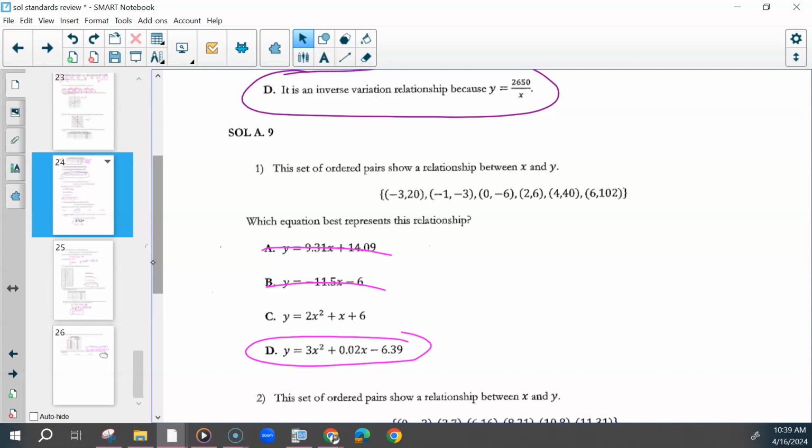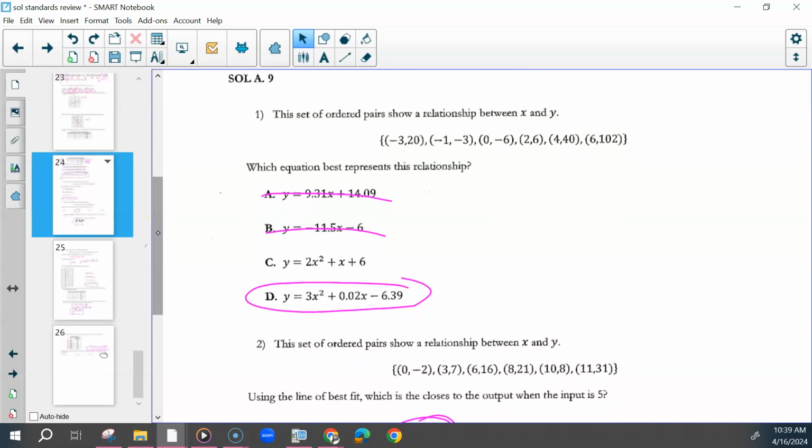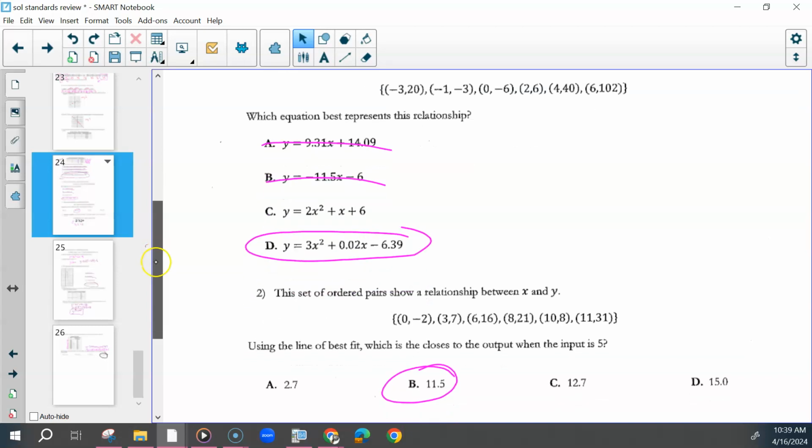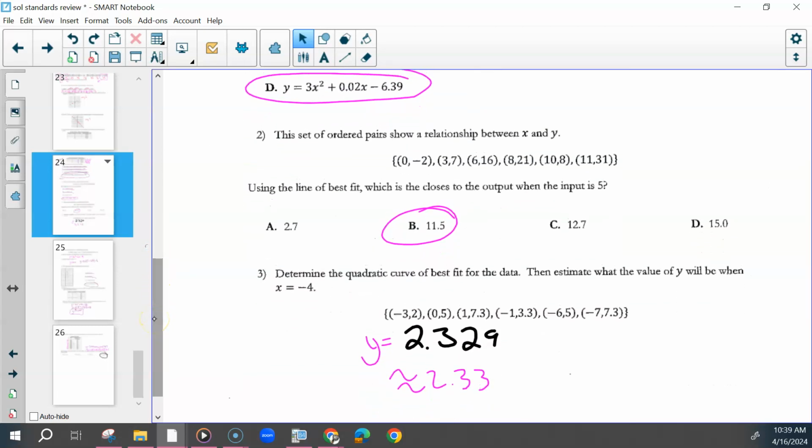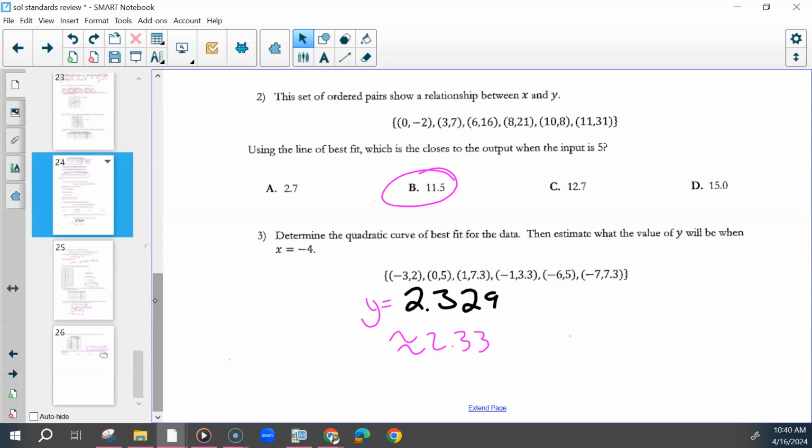to do them. So in this one, if you plotted or put in a table for all of these points, only one of these would have matched the best, and that would have been B. Number 2, this is your line of best fit, so you should have been able to find that and then find what the output would be when x is 5, which was B. 3, you didn't know how to find the quadratic curve of best fit, so this one didn't count. But if you knew the equation and found it, then your y value would be 2.33, about.